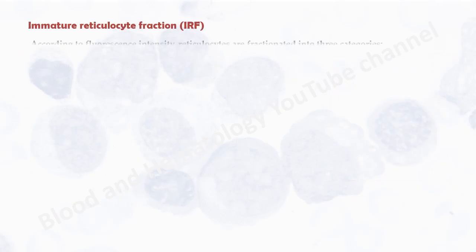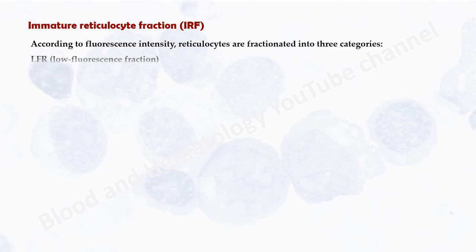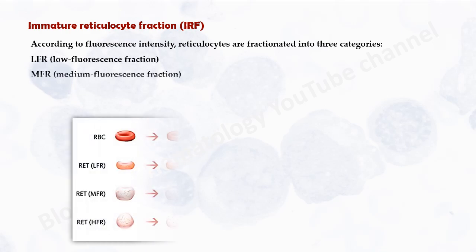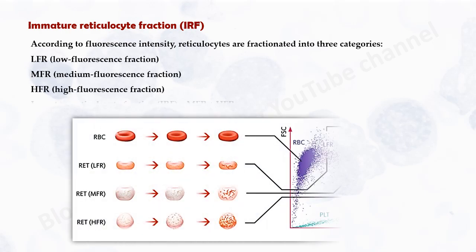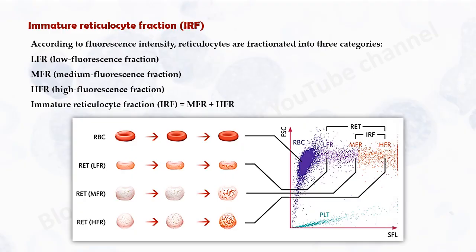According to fluorescence intensity, reticulocytes are fractionated into three categories: low, medium and high fluorescence fractions. Immature reticulocyte fraction reflects the proportion of immature reticulocytes and is calculated from the sum of medium plus high fluorescence fractions.